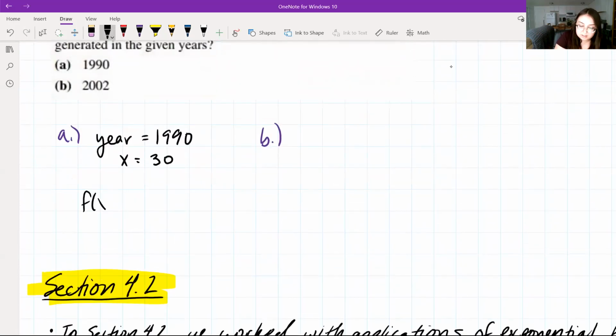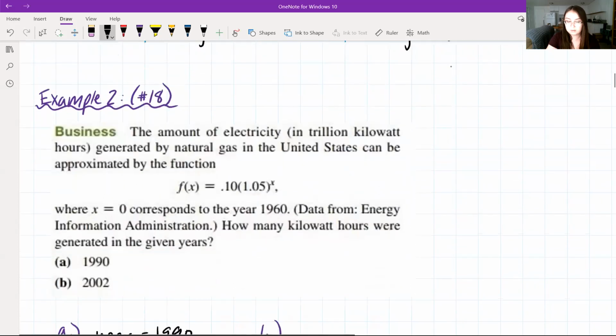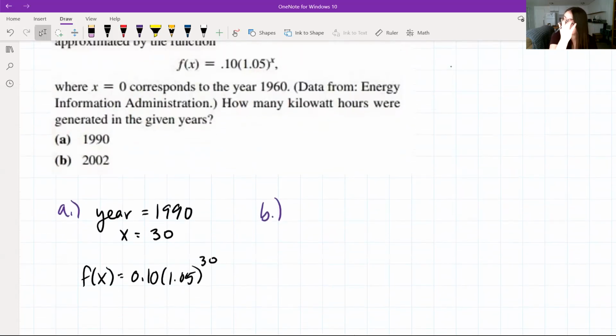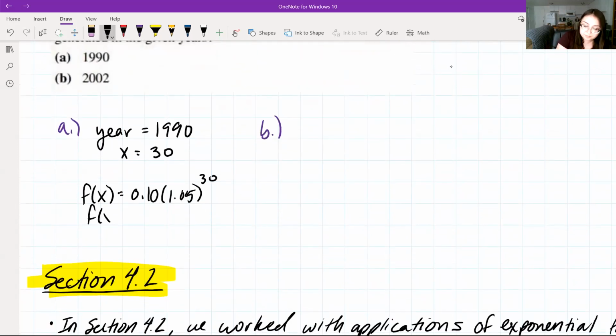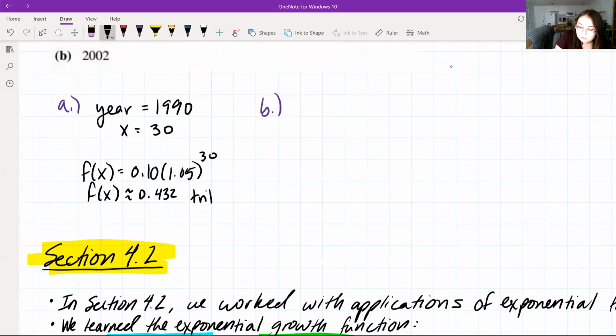So we can say f of x is equal to 0.10 times 1.05 to the power of 30, and we end up getting the value of about 0.432, and this is in terms of trillion kilowatts.